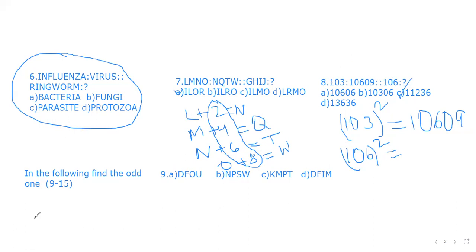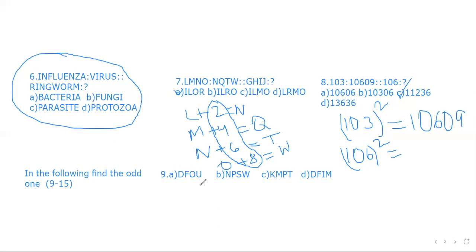So let's see what the next question is. In the following, find the odd one. Means from 9 up to 15, we have to find out the odd ones. This is the question based on classification, which is different from others. That is called classification. Analogy means similarities.